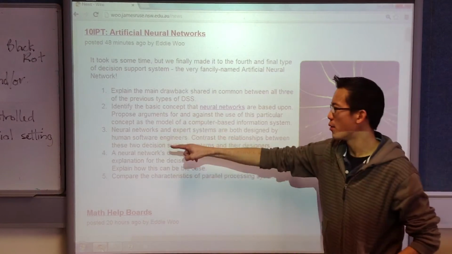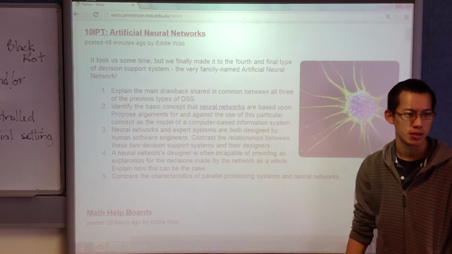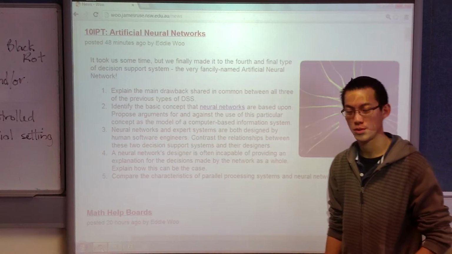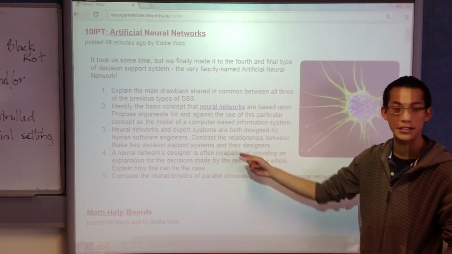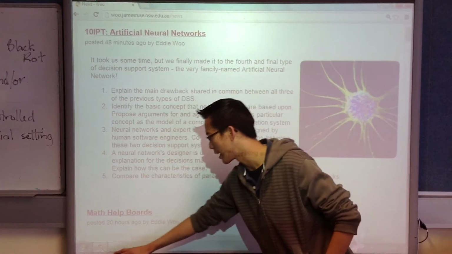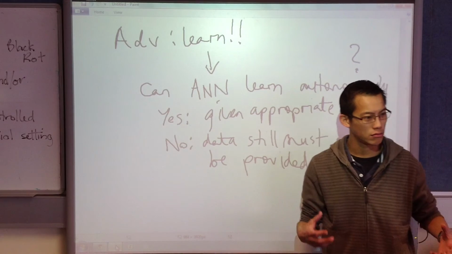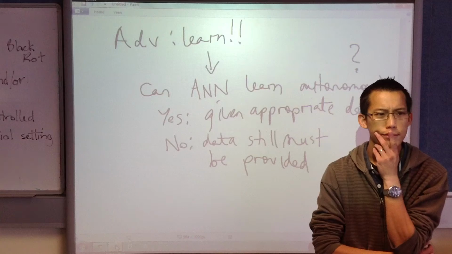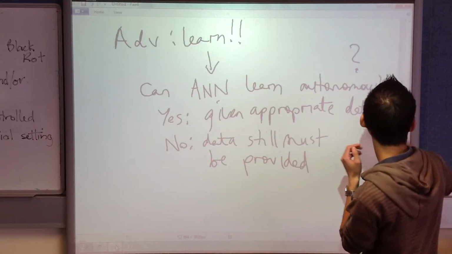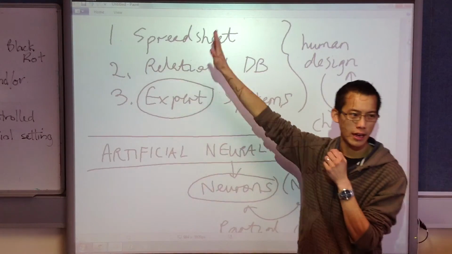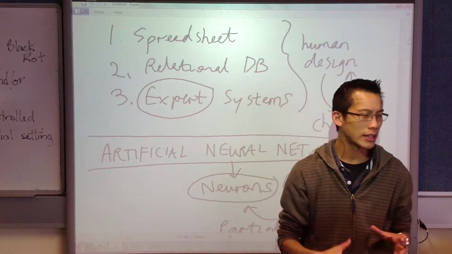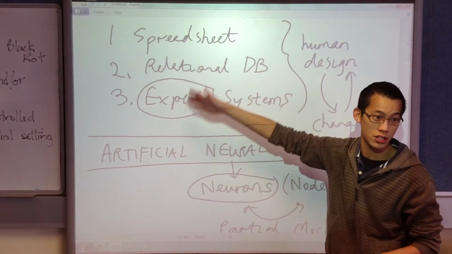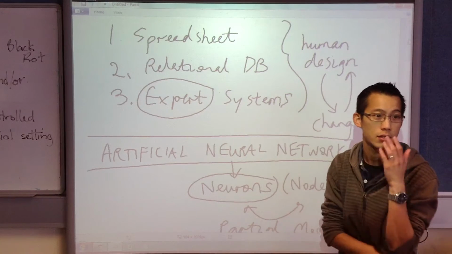Now, neural networks and expert systems, both designed by human software engineers, contrast the relationships between these two sets of designers. Okay. Now, we were kind of getting at this just now. How would you articulate the difference between them? Let's start with this. With these three, okay? The human designer, what kind of level of input do they have to the structure and function of the decision support system in these three cases?